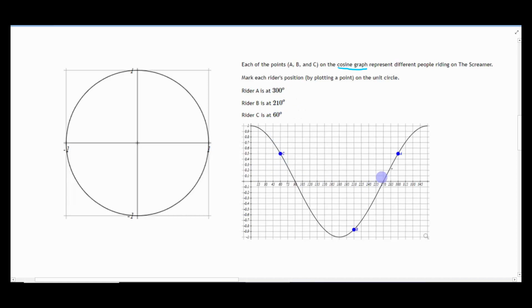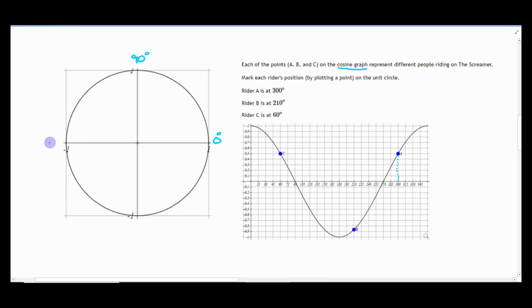But we can see here, let's start with point A, which is located over here. Point A is at 300 degrees, right? So if I look at this point and I go straight down, I can see on the x-axis what angle A is at. And it also tells me up here that angle A, or rider A, I'm sorry, is at 300 degrees. Okay, so recall from our unit circle that the ride starts here at ground level. So this is 0 degrees over here. And then this is 90.